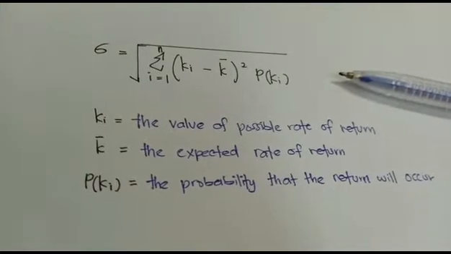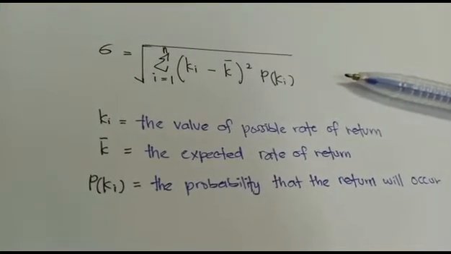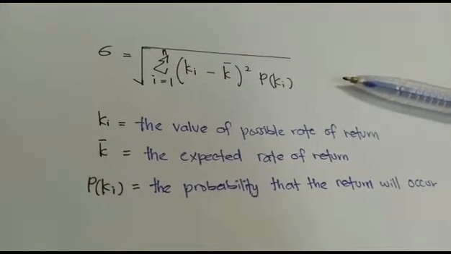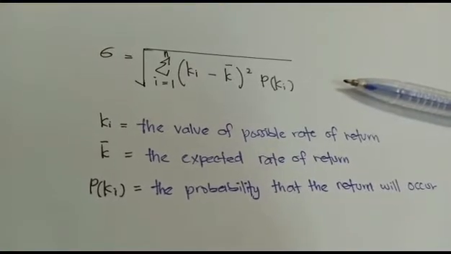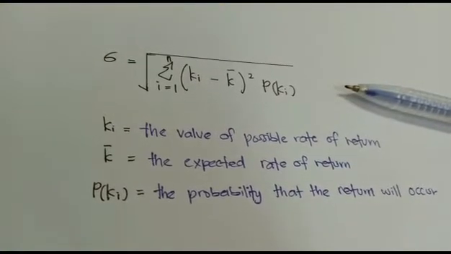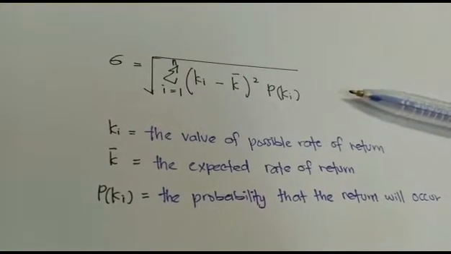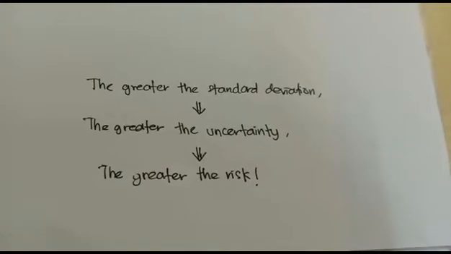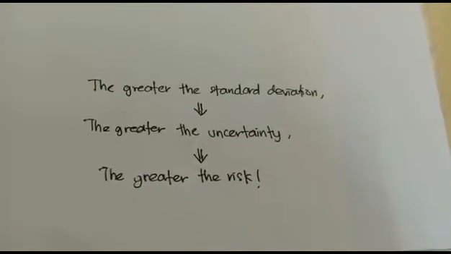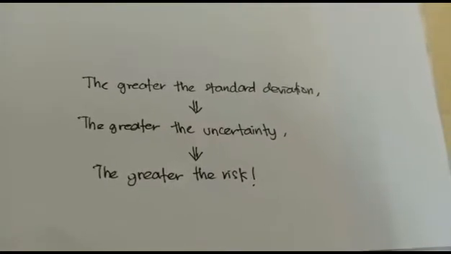We calculate it by squaring the difference between each outcome and its expected value. After that, weighting each squared difference by its associated probability, summing over all possible outcomes and taking the square root of this sum. The greater the standard deviation, the greater the uncertainty, and then the greater the risk.